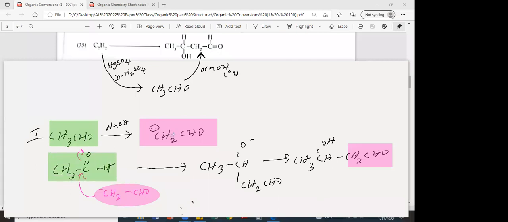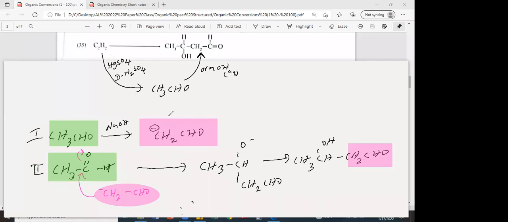So the product formed from the first reaction is going to react with the reactant in the next step. Because suddenly all the reactants will not become the product, right? So immediately after forming, the pink one is going to hit the green one again.